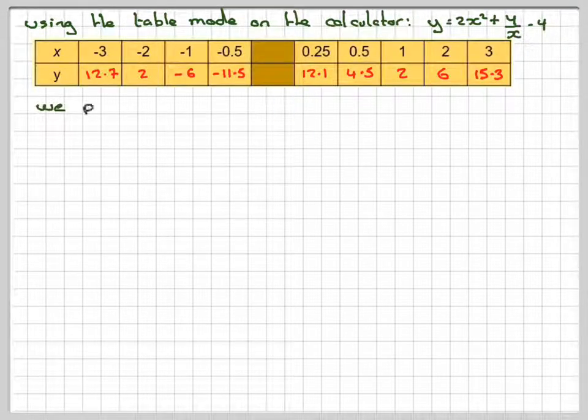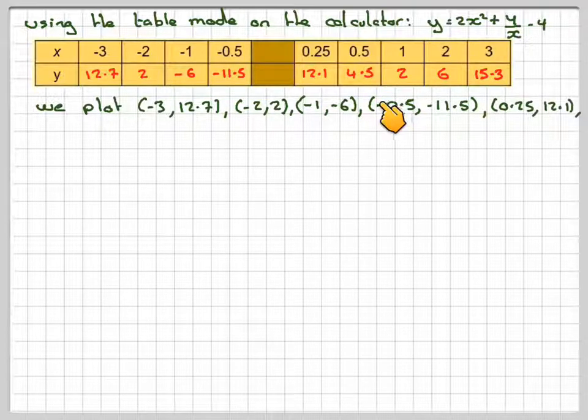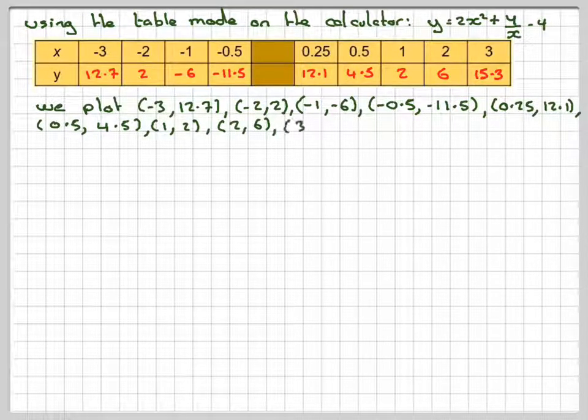Okay, we then plot these points, so minus 3, 12.7, minus 2, 2, minus 1, 6, minus 0.5, minus 11.5, 0.25, 12.1, 0.5, 4.5, 1, 2, 2, 6, and 3, 15.3.